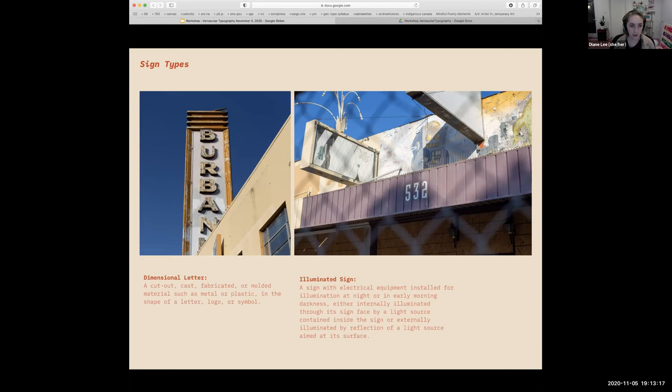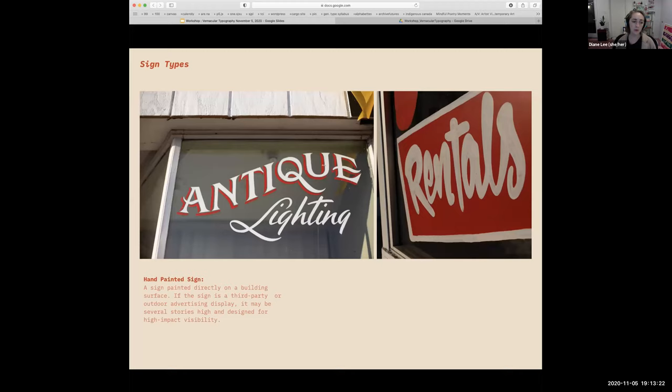And of course the hand-painted sign. So this is a sign that's painted directly on a building surface or on glass. If the sign is a third party or outdoor advertising display, it could be several stories high and designed for high impact visibility. And so you certainly see this in urban centers, like the ghost signs in New York, where you can see a large exposed brick facade that has evidence of the sign that was there. And sometimes these large hand-painted signs become visible when a building has been knocked down or when renovations happen.